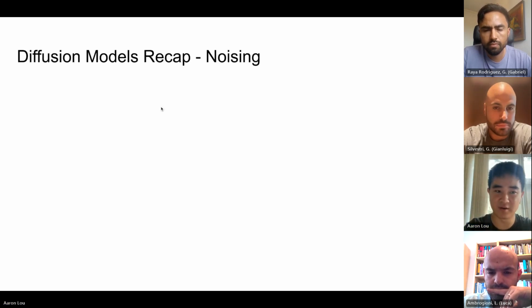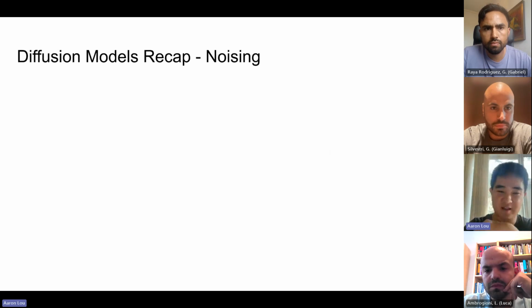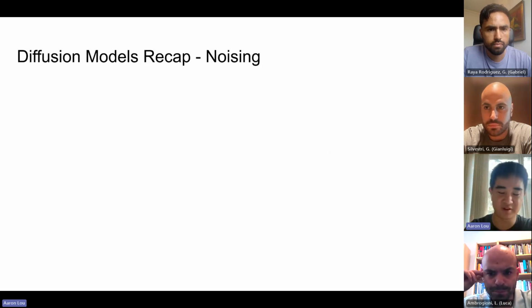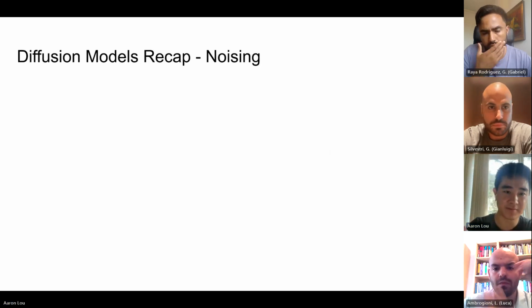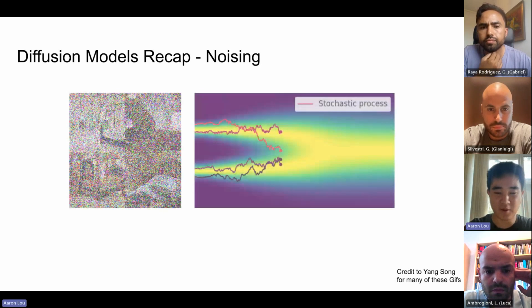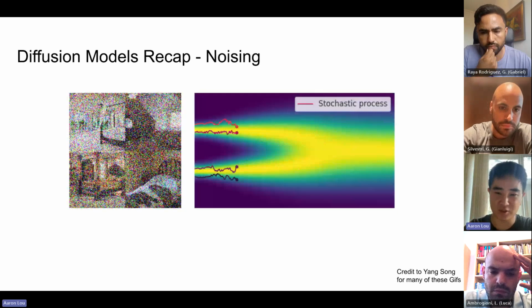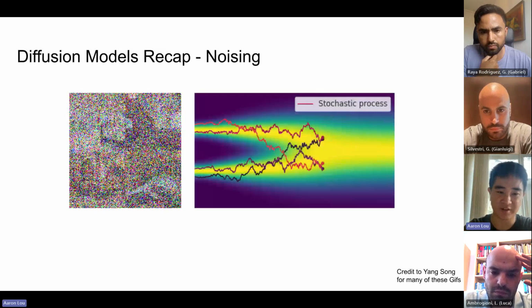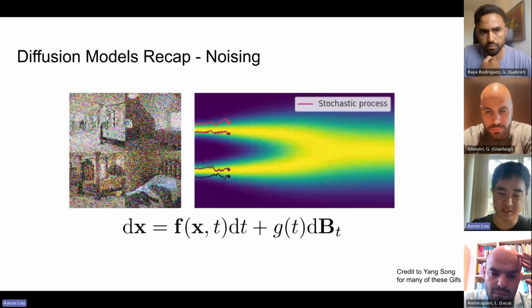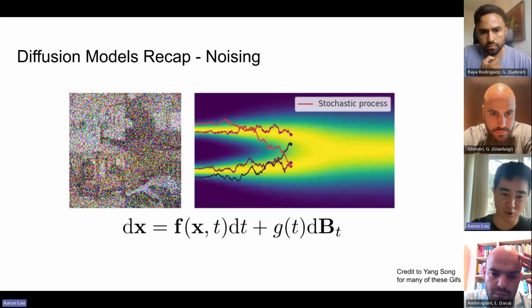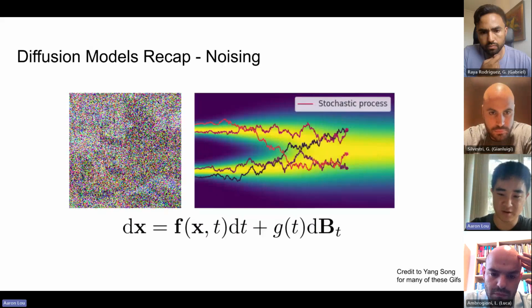Stefano Ermon. To start off, I'd like to give a brief recap of diffusion models to establish a common terminology and to also fill in any missing gaps for people. Diffusion models work by perturbing an input data distribution according to some stochastic process. And this stochastic process takes the form of a stochastic differential equation, such as the one given here.